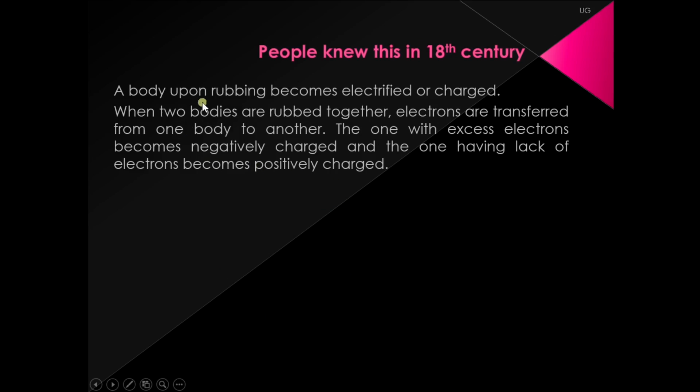People knew in the 18th century that a body upon rubbing becomes electrified or charged. When two bodies are rubbed together, electrons are transferred from one body to another, and the one with excess electrons becomes negatively charged and the one having a lack of electrons becomes positively charged.